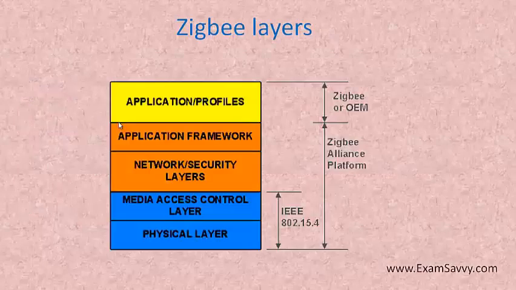ZigBee layers. We have four layers. One is the application or profile layer, then the application framework layer, then the network or security layer, and these two together are called the physical layer. So we have totally four layers. We'll see what they are.